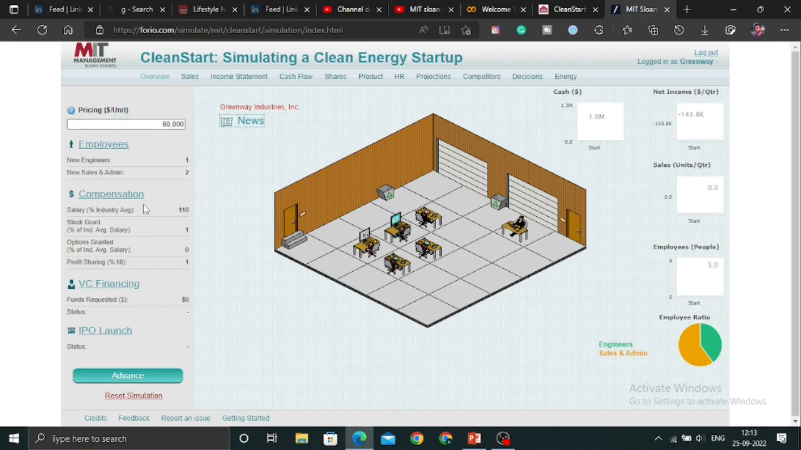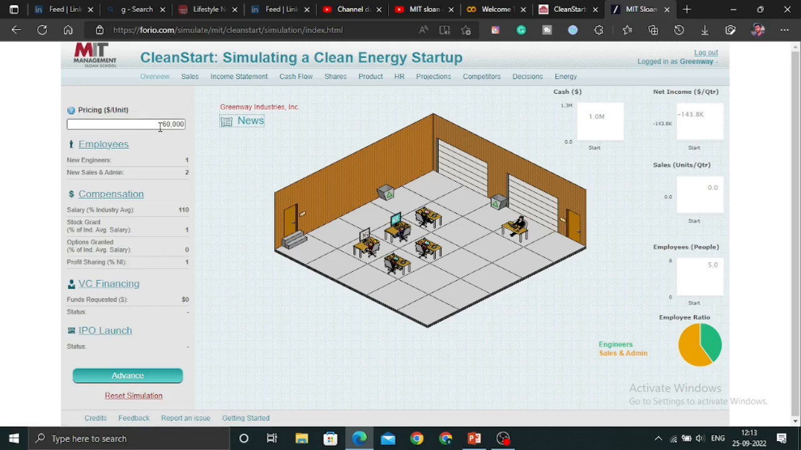In that way we get the control setup, where we can decide the price. The initial price is $60,000 per unit. There are also fields for new engineers; if we want to hire new engineers, sales, or admin staff, we have to enter them there. There is compensation, meaning how much compensation I will give to my employees. Next are stock grants, options granted, profit sharing, and VC financing, obviously if you want to get some funding. The last is IPO. So you can see that this is the overall portfolio.